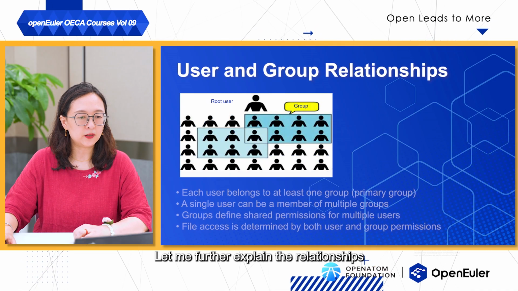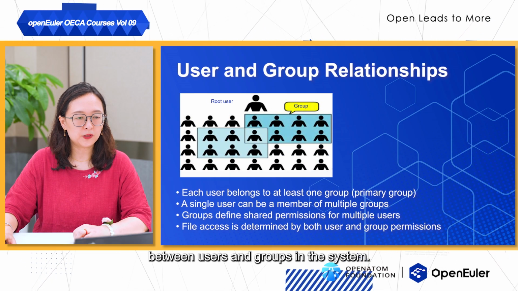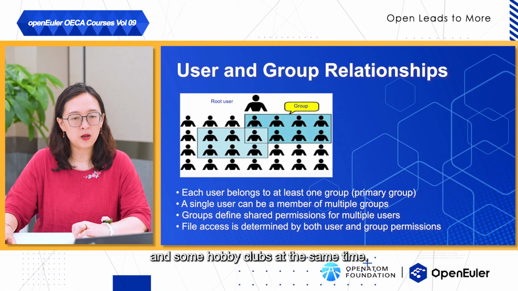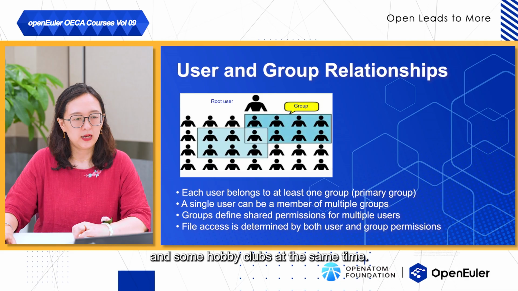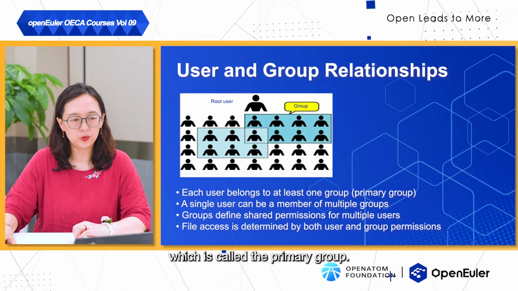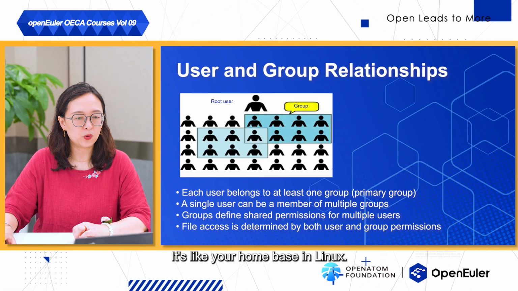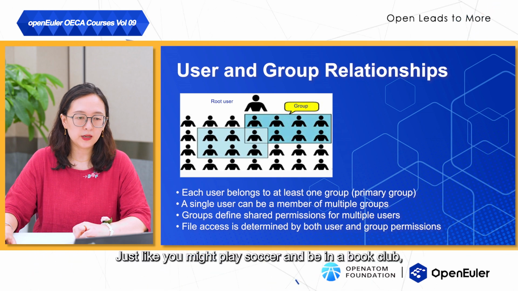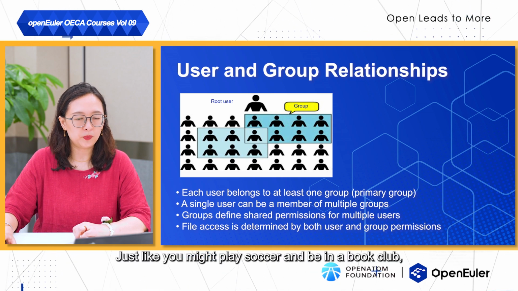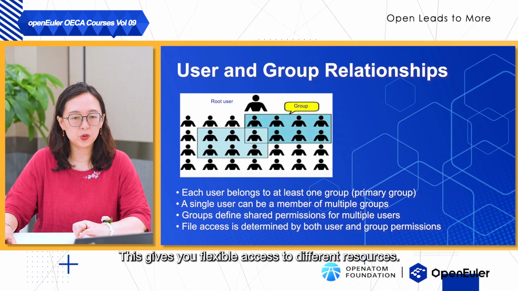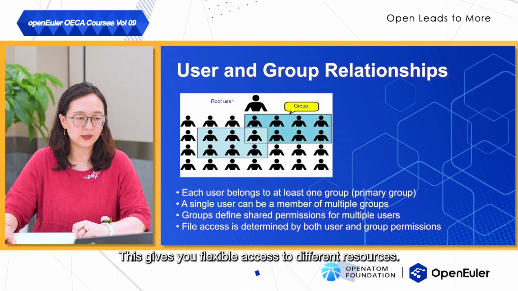Let me further explain the relationships between users and groups in a system. It's like being part of a sports team and some hobby clubs at the same time. The first rule is that everyone has to be on at least one team, which is called the primary group. It's like your home base in Linux. But here's the cool part. Just like you might play soccer and be in a book club, a user can belong to multiple groups at the same time. This gives you flexible access to different resources.